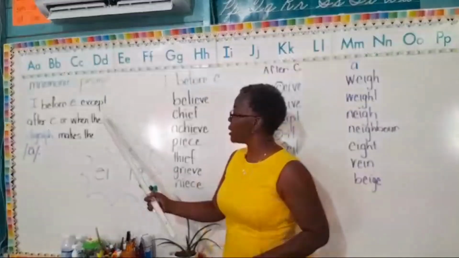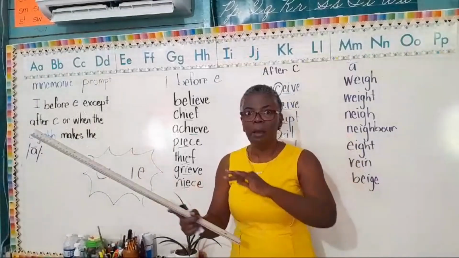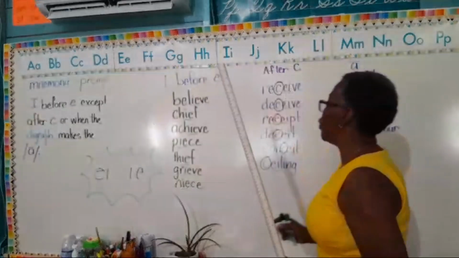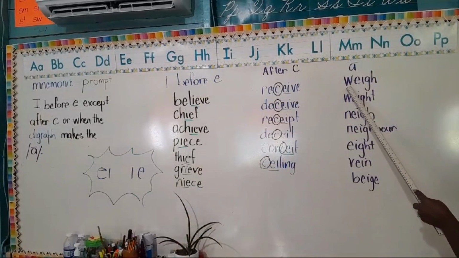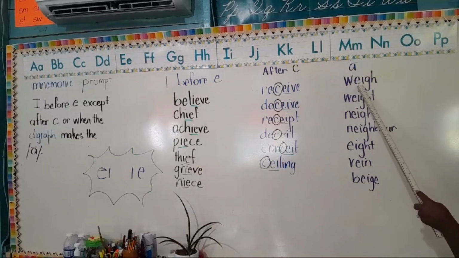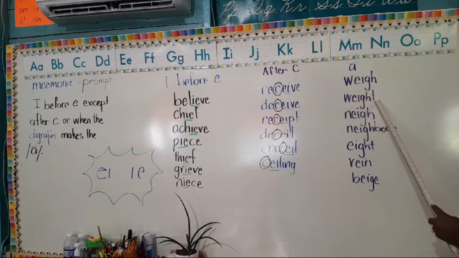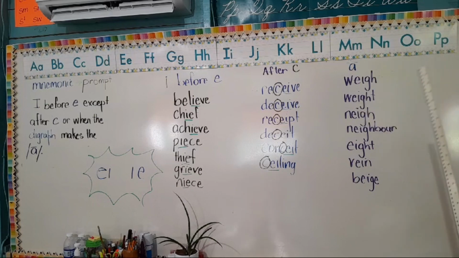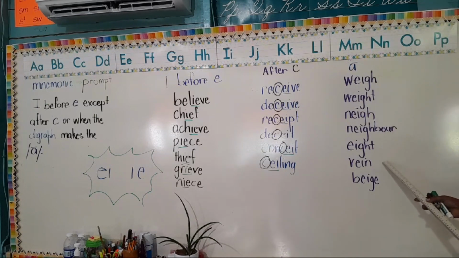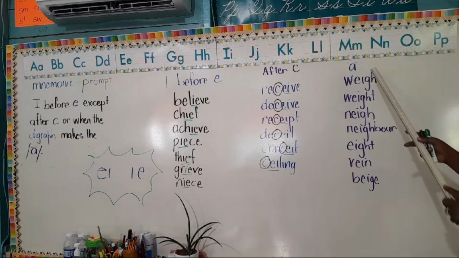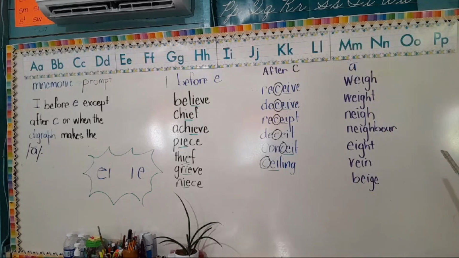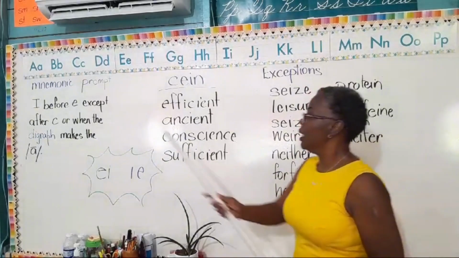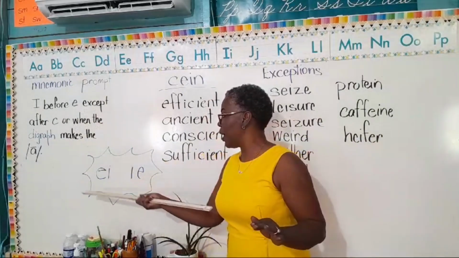I before E except after C, or when the digraph makes the A sound, the long A sound. Okay? Follow me. Here we have the word way. So we're hearing A along here. Way, wait, nay, neighbor, eight, vein, beige. So we spell the EI, not I before E. Let's go through our words again. Way, wait, nay, neighbor, vein and beige. We get the long A sound in these words. Apart from the exceptions to the rule, what's the rule? I before E except after C, or when the digraph makes the long A sound.